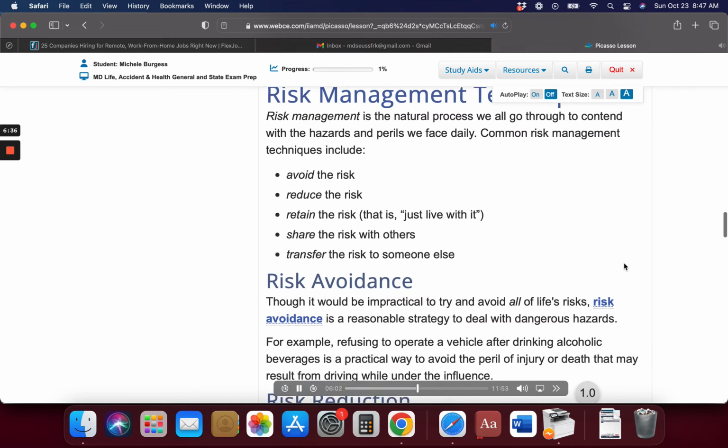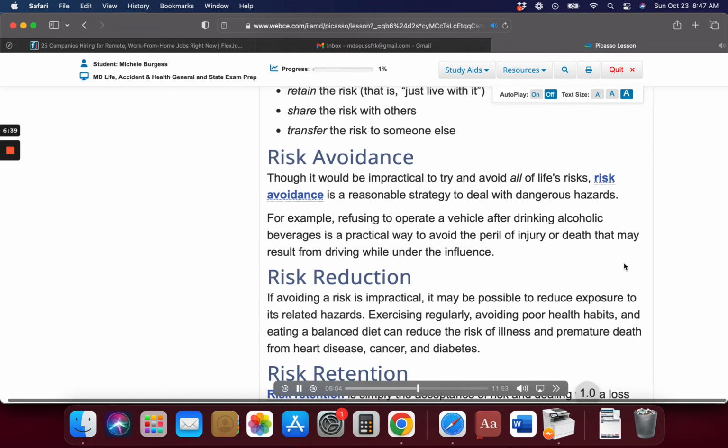Risk avoidance. Though it would be impractical to try and avoid all of life's risks, risk avoidance is a reasonable strategy to deal with dangerous hazards. For example, refusing to operate a vehicle after drinking alcoholic beverages is a practical way to avoid the peril of injury or death that may result from driving while under the influence.